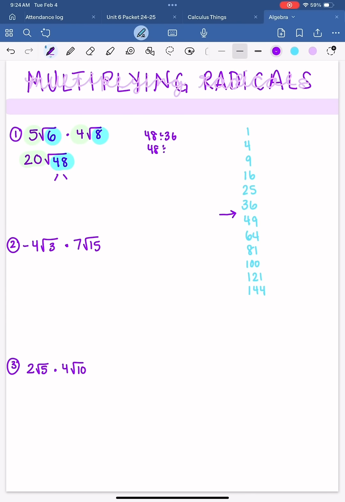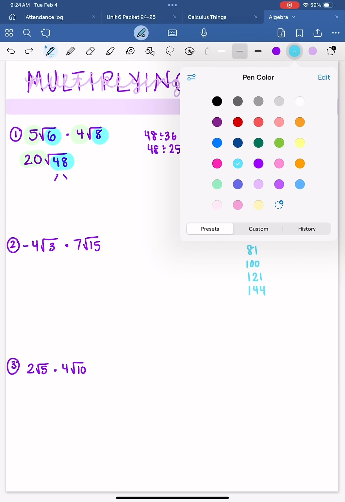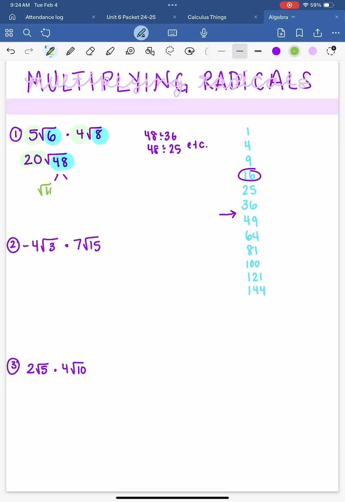Sorry, 48 divided by 36, 48 divided by 25, and so forth. So the largest perfect square that goes into 48 is the square root of 16. Watch what I'm going to do. I'm going to write the square root of 16 in green, and then the square root of 3 I'm just going to keep in purple. Green means go, so we physically need to take the square root of it, and we're left with 4 radical 3. Bring down the 20, because 20 needs to be multiplied by 4 to get 80 radical 3. That's our answer. All right, let's look at number 2.